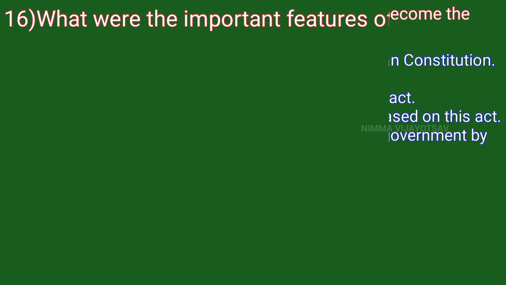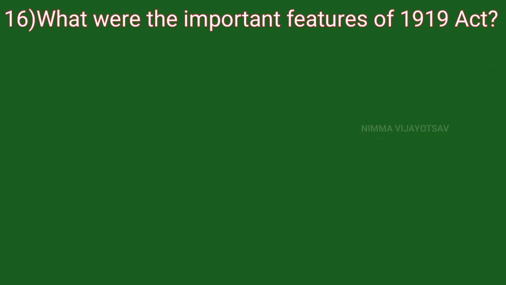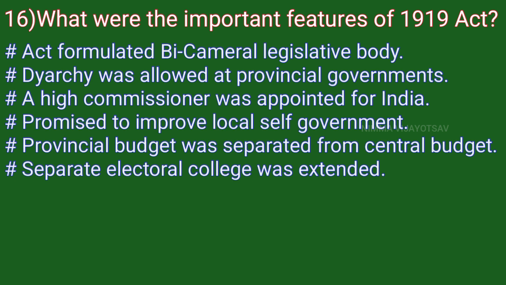Okay, next question. What were the important features of the 1919 Act? The Act formulated a bicameral legislative body. Diarchy was allowed in provincial governments. A High Commissioner was appointed for India. It promised to improve local self-government. Provincial budget was separated from central budget. Separate electoral college was extended.